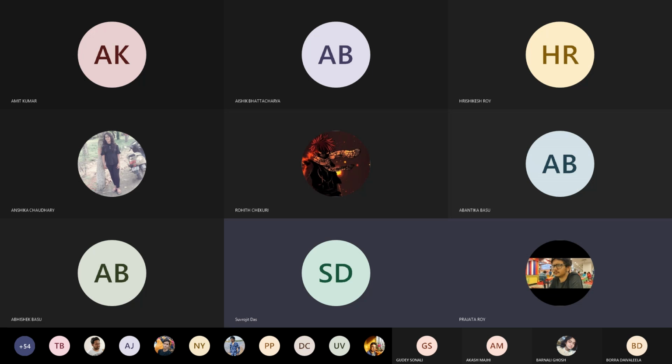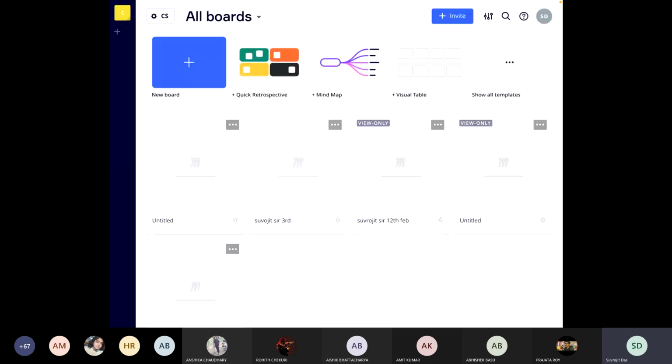See, I'm just showing you my screen, right? So you can see it's Shubhrajit sir 12th Feb. This is the name of a board that I didn't give. Somebody else named the board, and it has become view only for me. Can you see that? Yes, sir. There is another board called Untitled just on the right of the Shubhrajit sir 12th Feb board, and that is also view only for me.